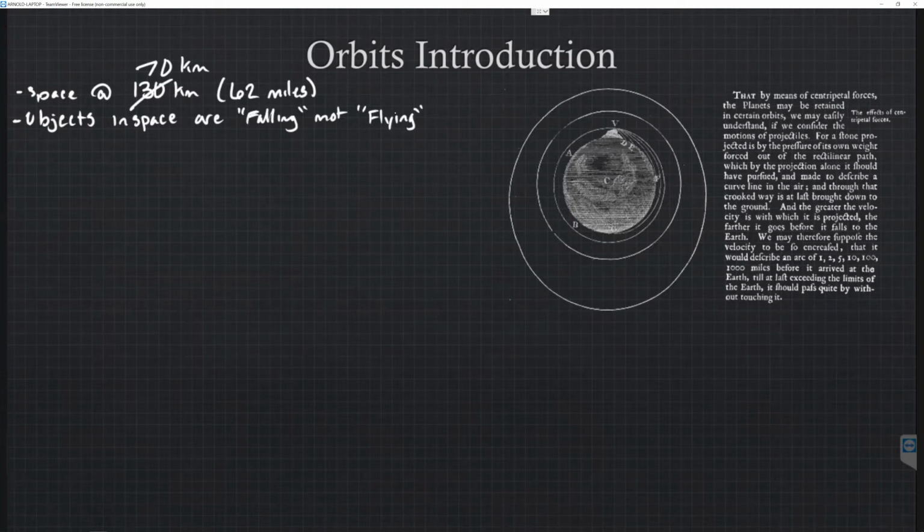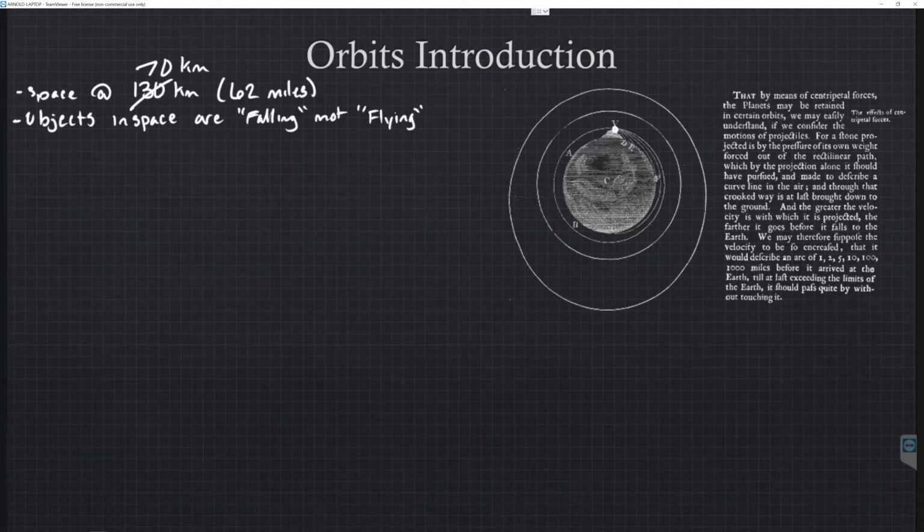"We may therefore suppose the velocity to be so increased that it would describe an arc of 1, 2, 5, 10, 100, 1,000 miles before it arrived at the earth, till at last exceeding the limits of the earth, it should pass quite by without touching it." So what does Isaac Newton mean by this?